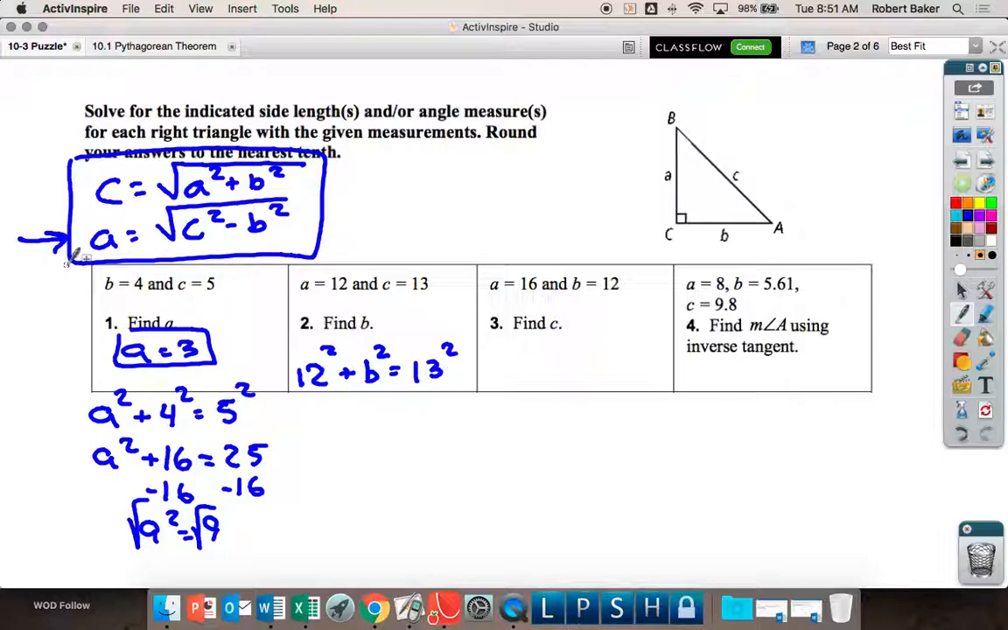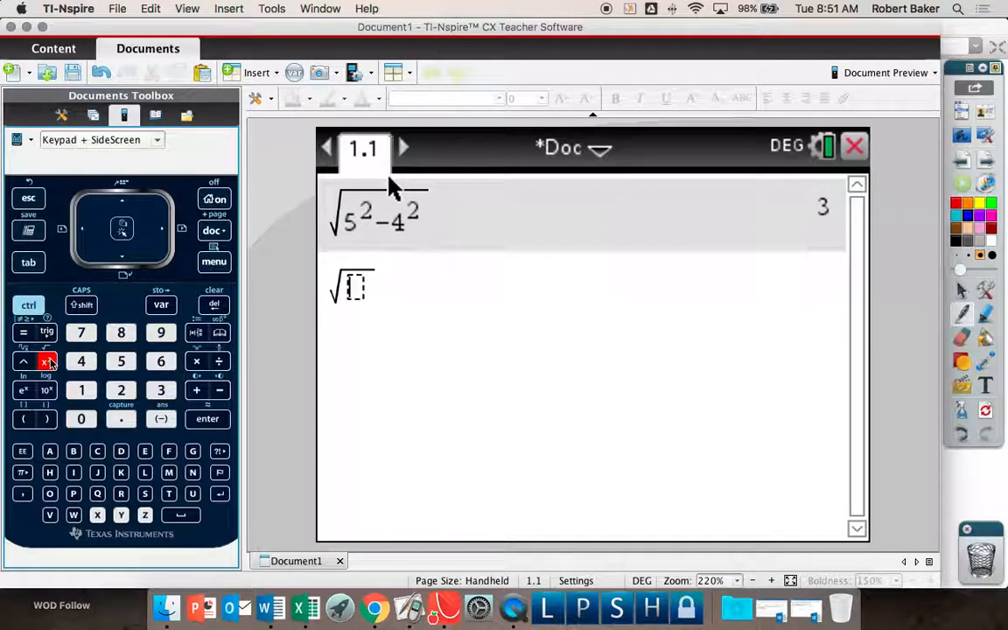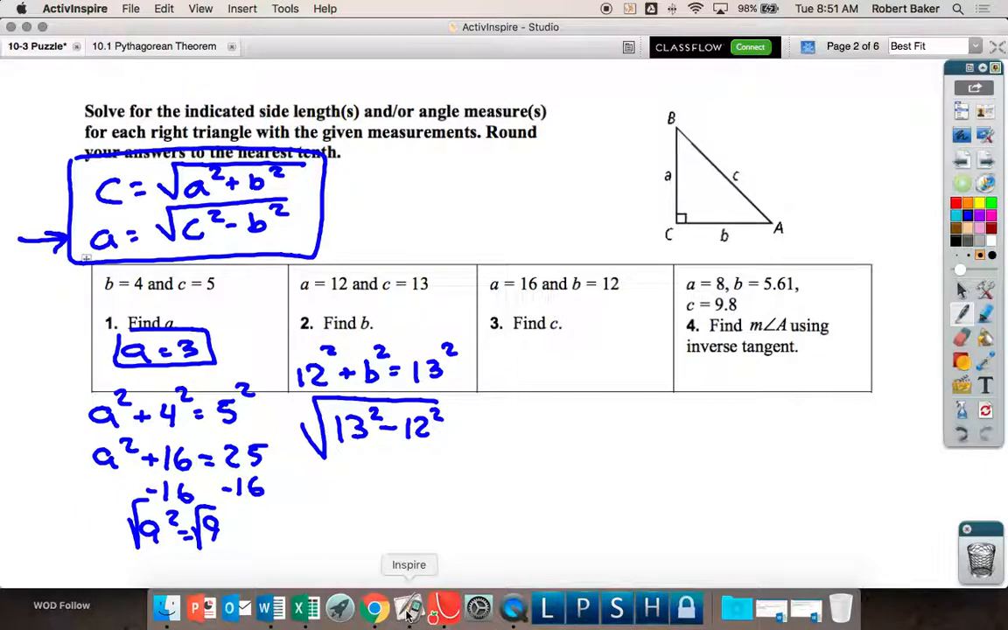Just make sure that you do the square root of c squared minus a squared. So the square root of 13 squared minus 12 squared, we can type that in our calculator. The square root of 13 squared minus 12 squared. 5. Awesome. If you don't like doing it that way, you can go back to your way. I'm just trying to show you something that's a little faster. So b equals 5.